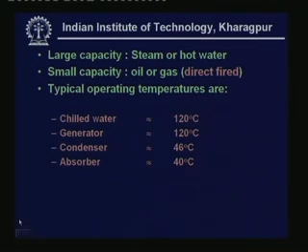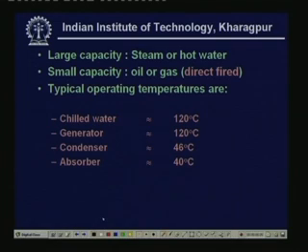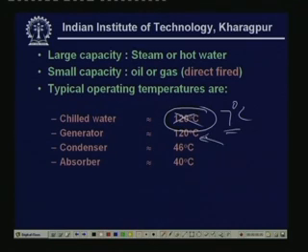Again there is a small mistake. This should be 7 degrees centigrade. I am sorry. For chilled water at a temperature of 7 degrees centigrade, you have to operate the generator at 120 degrees centigrade, the condenser is operated at 46 degrees centigrade, and the absorber is operated at 40 degrees centigrade. So condenser 46, absorber 40, and generator at 120 degrees centigrade.